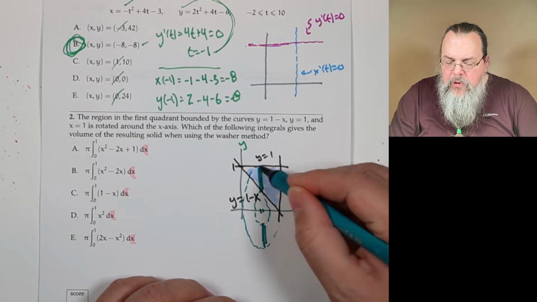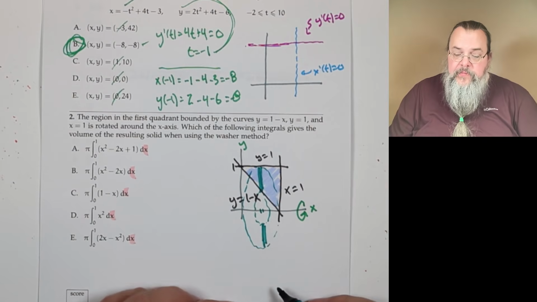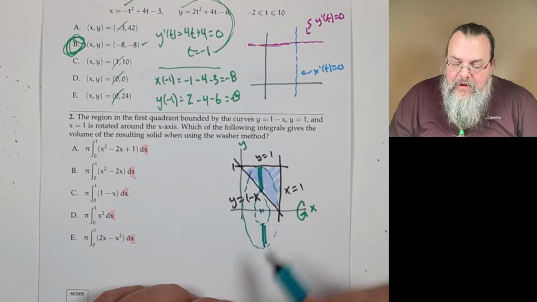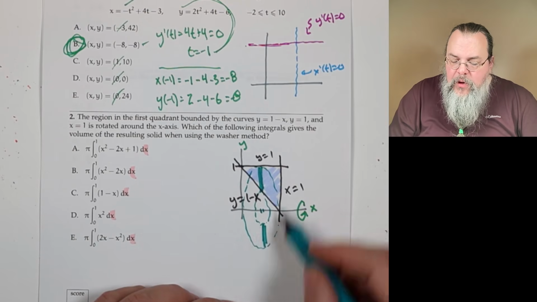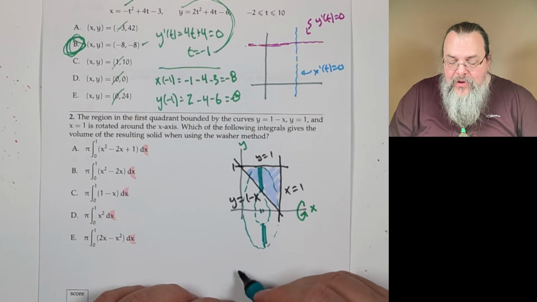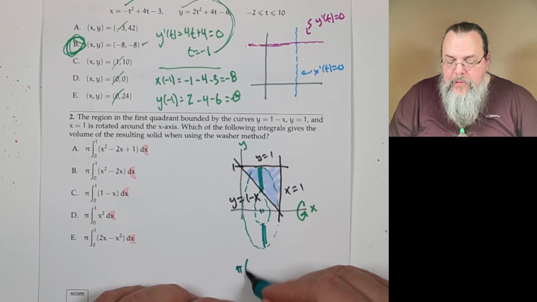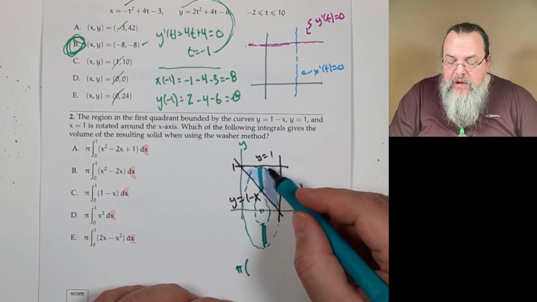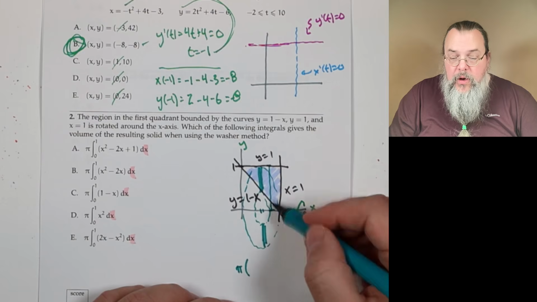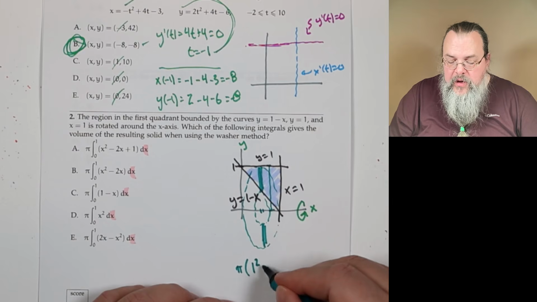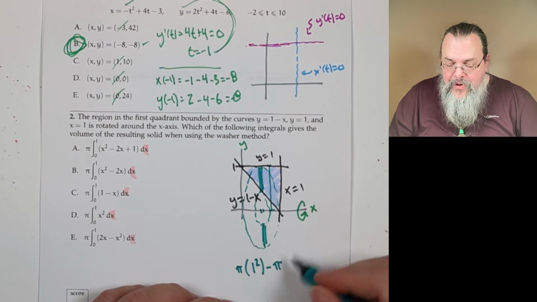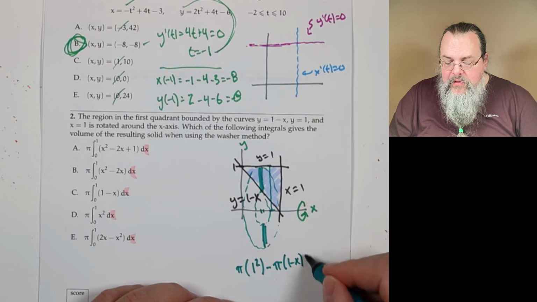Well, we form a washer. So how do we find the volume of a small slice? Well, we think of a washer as a big circle minus a little circle. So we say pi times the big radius. Now the big radius is from the farthest point out, so the big radius here is 1, squared. Subtract pi times the little radius, 1 minus x, squared.